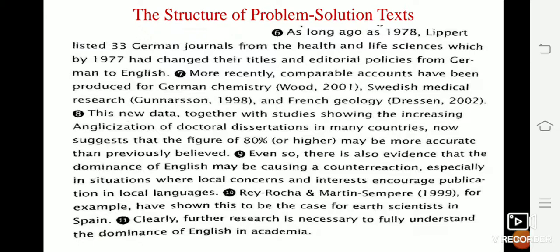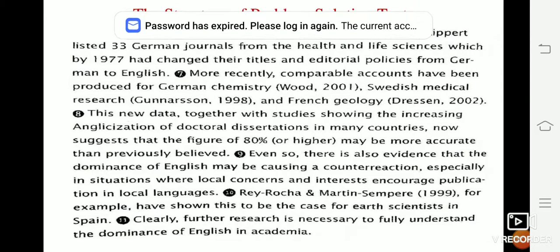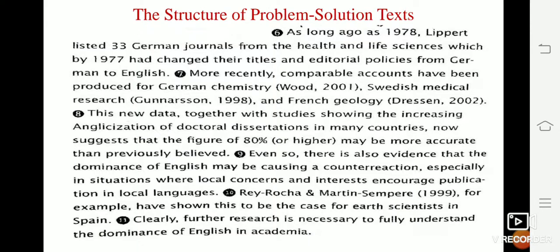So this is the structure of the problem solution. You have situation, you have problem, you have solution, and then you have evaluation. Okay, this is the structure.